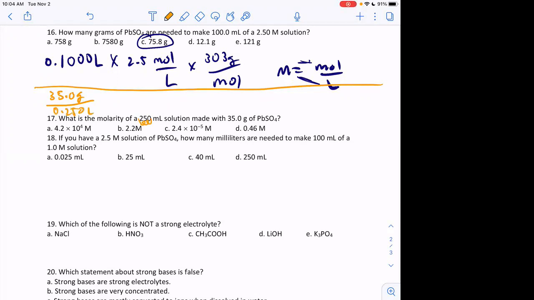And what is the molarity? And we need the molar mass, right? And it's still the same problem, right? 303 grams per mole. And my grams will be canceled out. I'll be equal moles per liter, which is what I want. And what do we get? 35 divided by 0.250 divided by 303. 0.46 capital M for molarity.